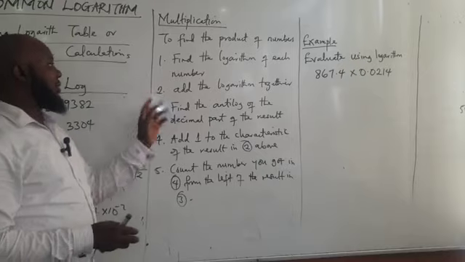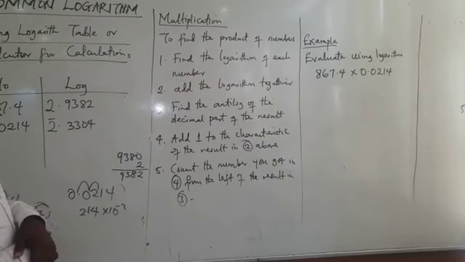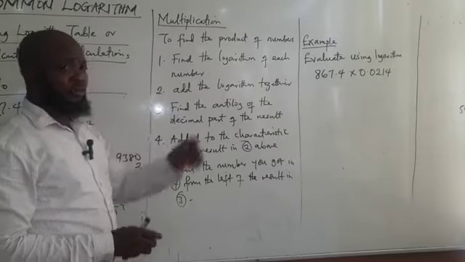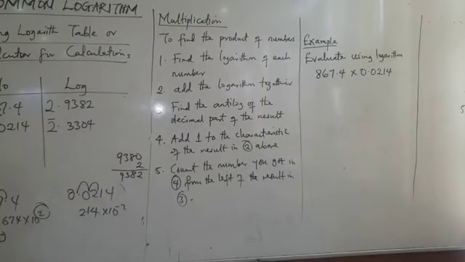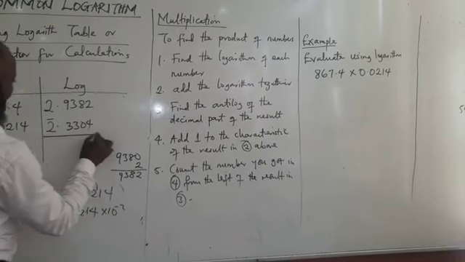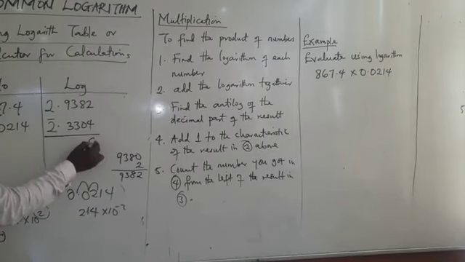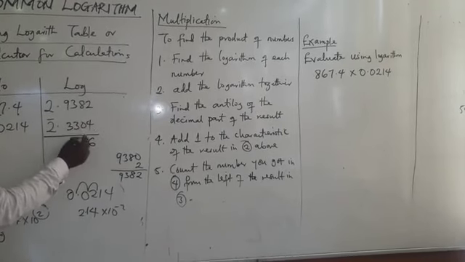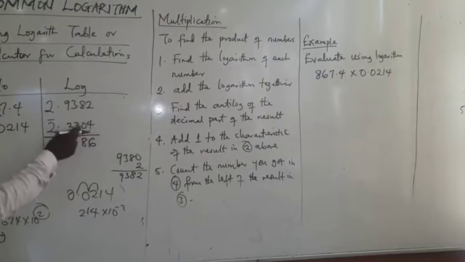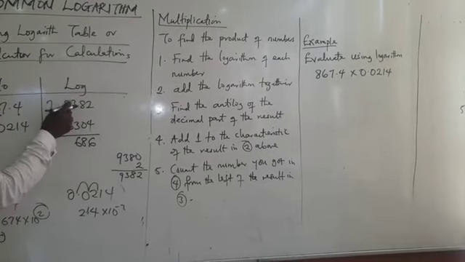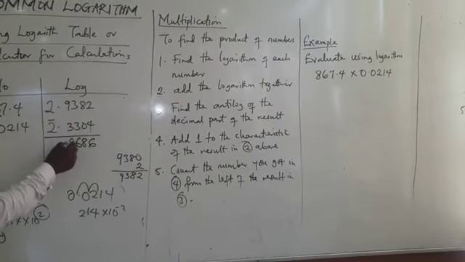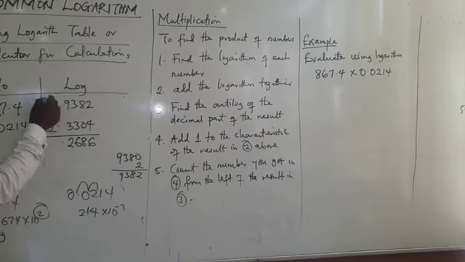That is the first part. Now let's go to the second step. The second step says add the logarithms together. So these are the logarithms. We're now going to add them together. We add this plus this together. So 2 plus 4 gives us 6. 8 plus 0 gives us 8. 3 plus 3 gives us 6. And 9 plus 3 gives 12. We're going to carry 1 to this place.